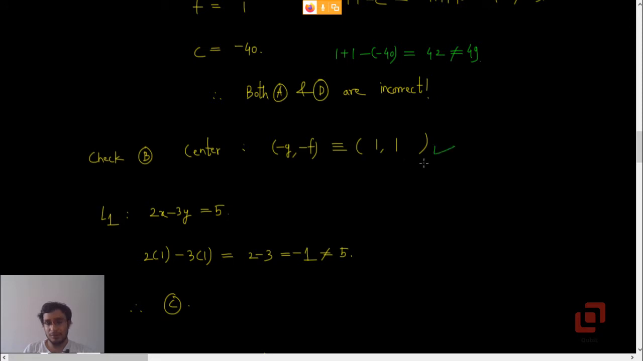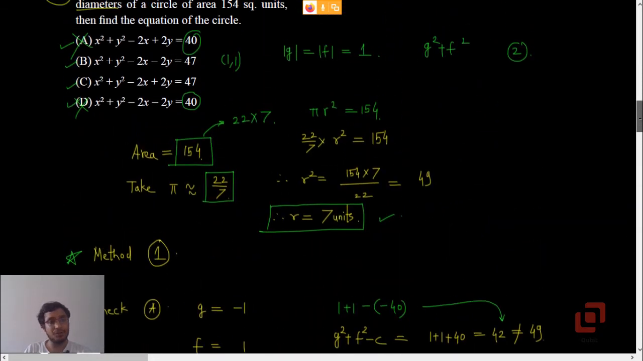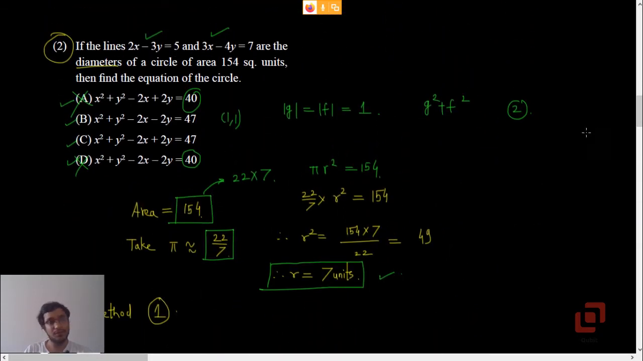The center of the circle 1, 1, we already got that. First line is 2x minus 3y equal to 5. If you substitute the coordinates of the center of that circle which is there in option B in the L1's equation, you will find that the point does not lie on L1. 2 minus 3 is minus 1, which is clearly not equal to 5, which is the RHS of this equation. So B is not right because the center of the circle in option B does not lie on the first line. So the correct option is option C.